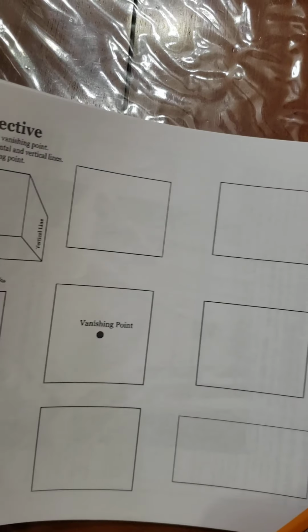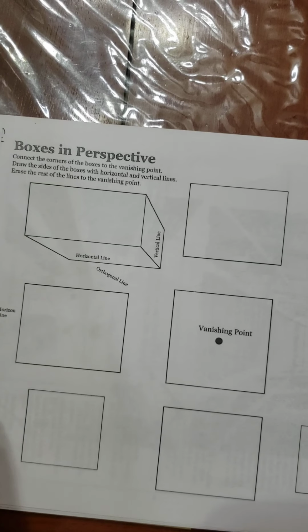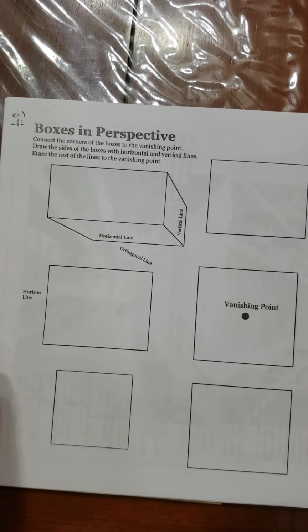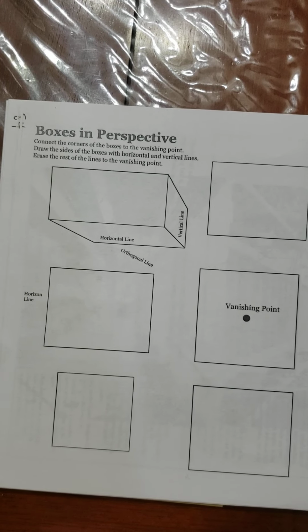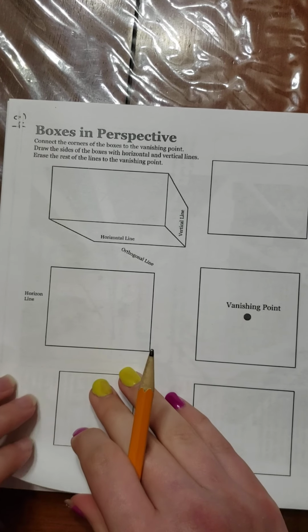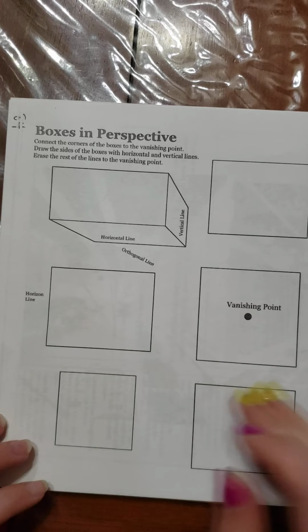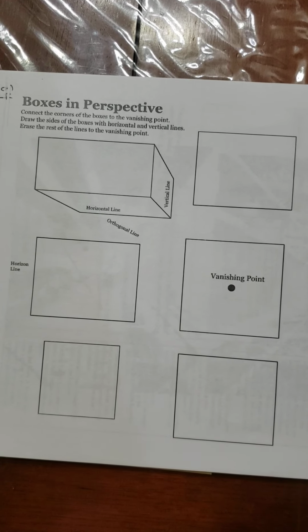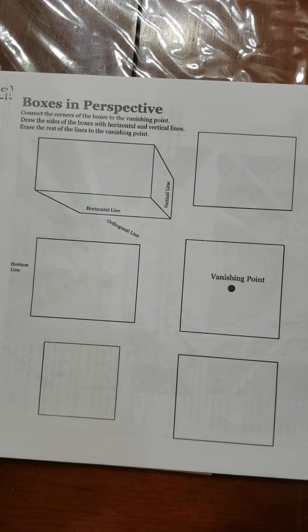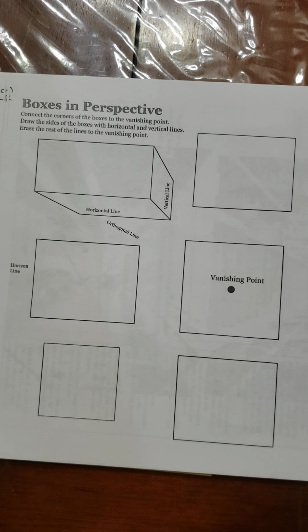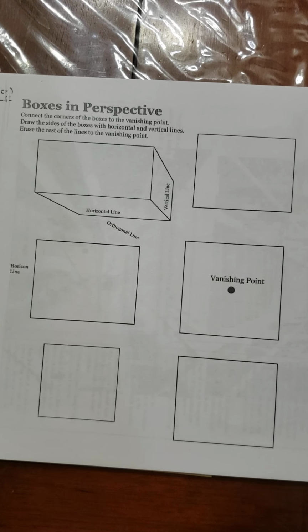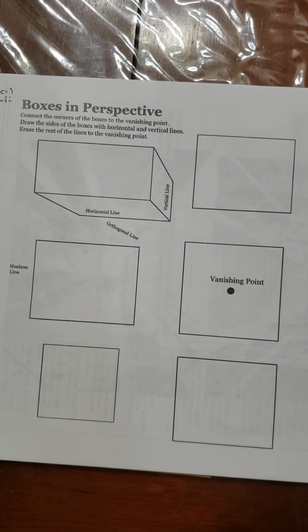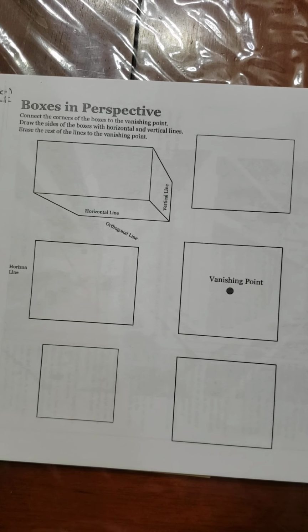Okay, so this page is a little bit longer, but because of the way that my phone is, we're just going to do it this way. So this is page 84. So what you are doing is you're going to connect the corners of the boxes to the vanishing point, draw the sides of the boxes with horizontal and vertical lines, and then erase the rest of the lines to the vanishing point. So this is where you're going to use your ruler as a straight edge.